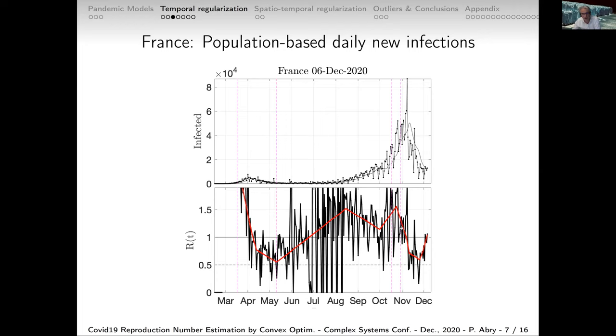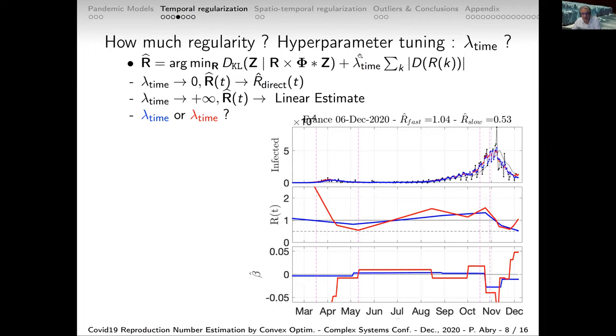Before commenting on this curve, however, there is a key parameter to choose here, which is the way you want to balance data fidelity versus the regularization that you want to impose on the estimate. Obviously, if you let this go to zero, you remove this term and you just have the direct estimate, which is going to be super variable. Conversely, if this term becomes very large, only these terms will dominate the minimization and you get only one linear behavior across time.